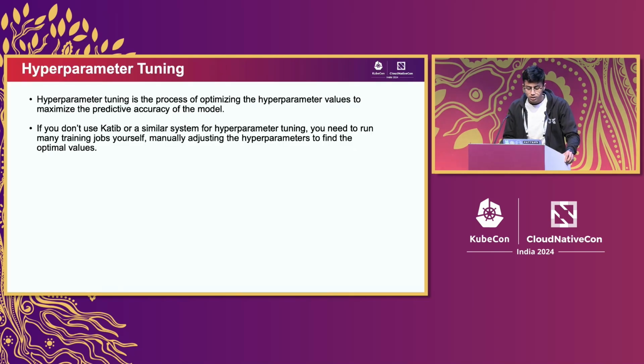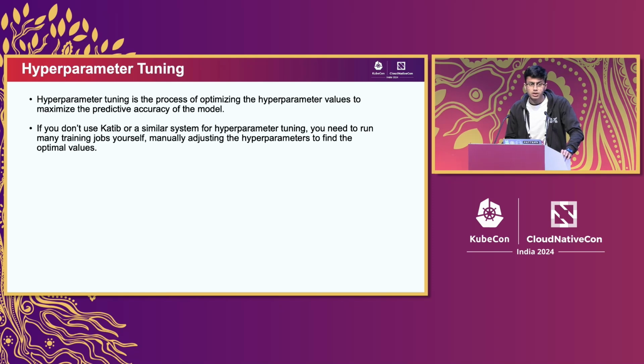So hyperparameter tuning is the process of optimizing the hyperparameter values to maximize the predictive accuracy of the models. These are the variables that control the model training process. These include the learning rate, the number of training epochs, and the number of layers for the neural network. Even if you don't use Katib or a similar system for hyperparameter tuning, you need to run many training jobs yourself, and manually adjusting and tweaking the hyperparameters is a bit difficult to get an optimal value.